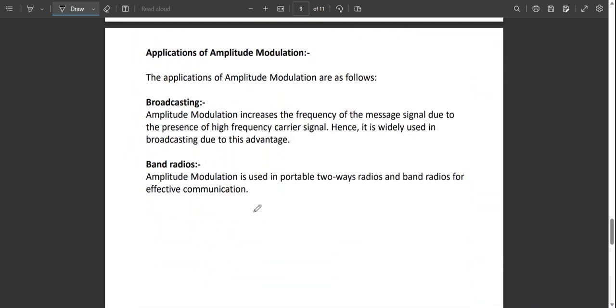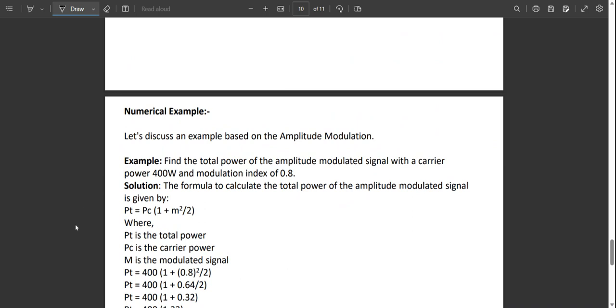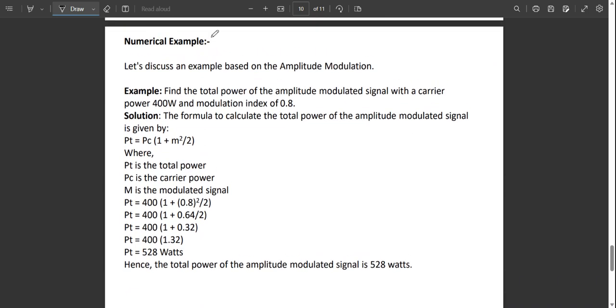Now the application. Amplitude modulation is used in broadcasting and band radios. In broadcasting, we use vestigial sideband. Now we are going through some numerical examples.